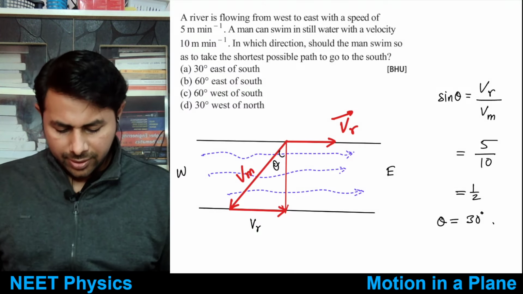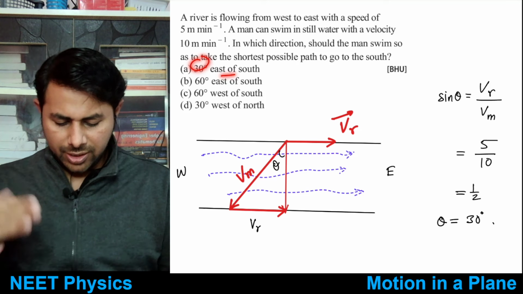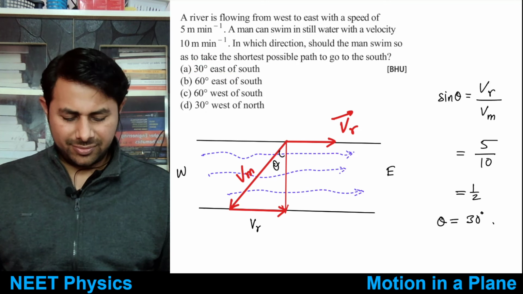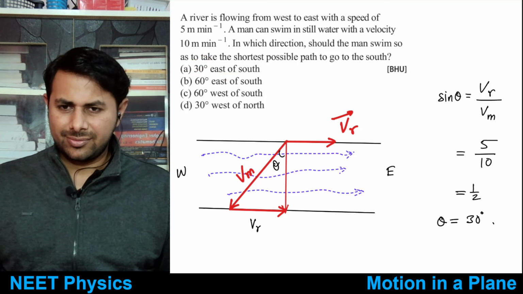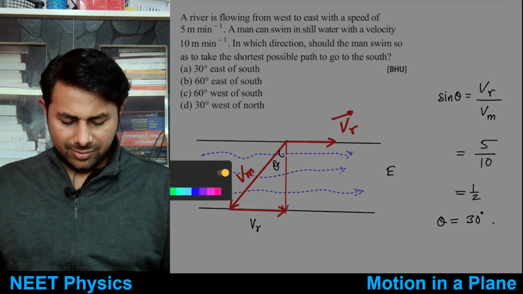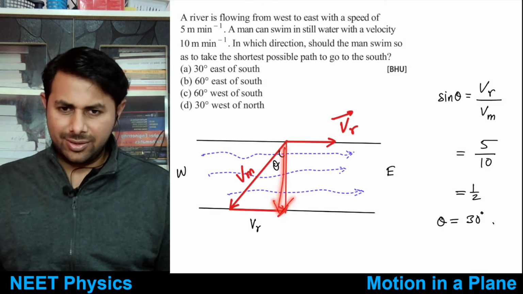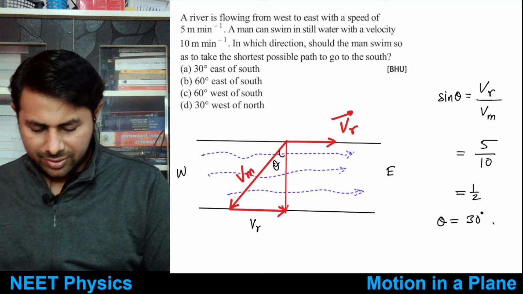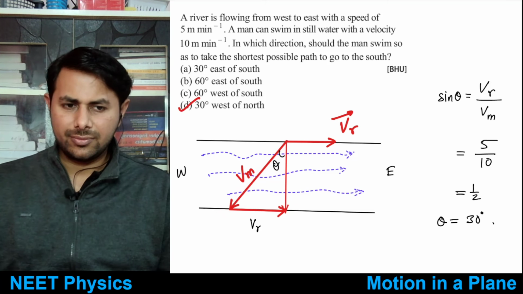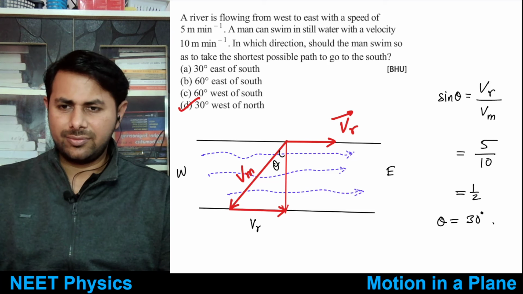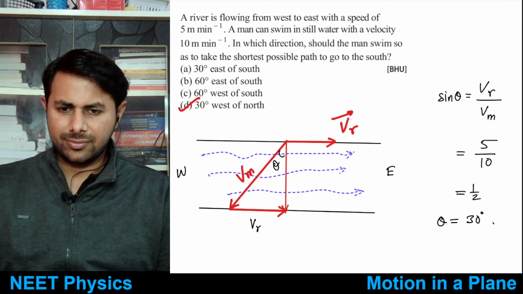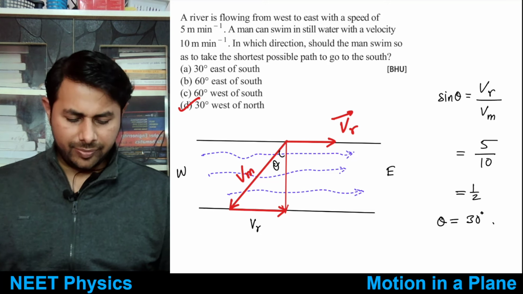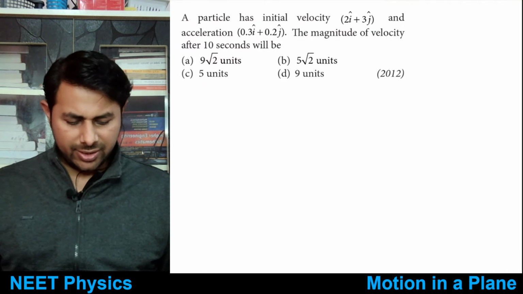So this is very simple. But then there are two 30s. One is east of south, 30 east of south, 30 west of south. Which one? This is the south direction. Option D, it is 30 west of south. Right, that's correct. So it's option D. Okay, this one is clear? Yes, no? Right, good. So there can be questions like this.